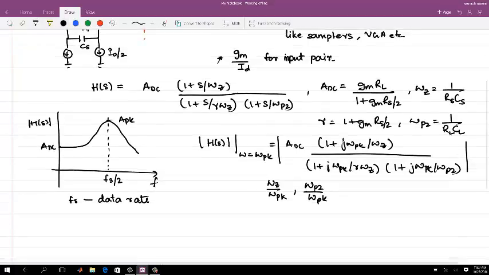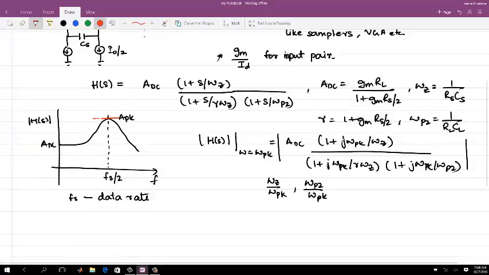The other thing, the last comment which I made in the last class, was that the derivative of this transfer function at the peak point goes to 0. So I will use another equation where I say d by d omega of the magnitude of H(s), evaluated at omega equals omega peak, is equal to 0. This is the second equation.